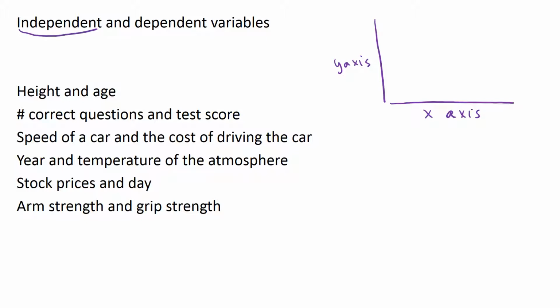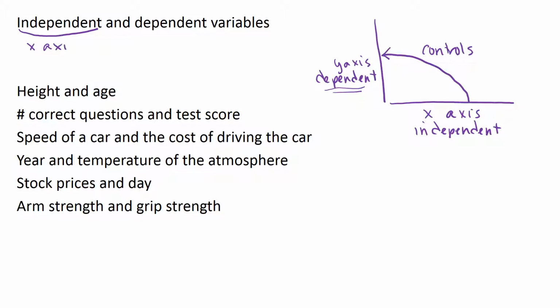So the independent variable is always on the x-axis, and the dependent is on the y. And that's because the x-axis controls the y variable. So the y variable depends on the x variable. So that's why the descriptor is dependent. So the independent is the x-axis and the dependent is the y-axis. And the x-axis controls the y-axis. So let's do that.